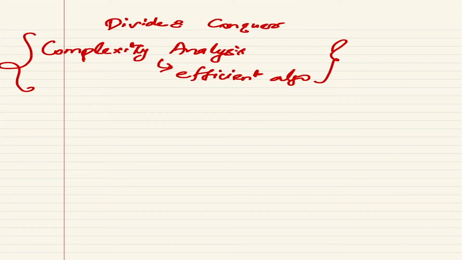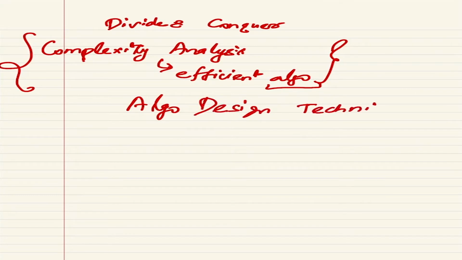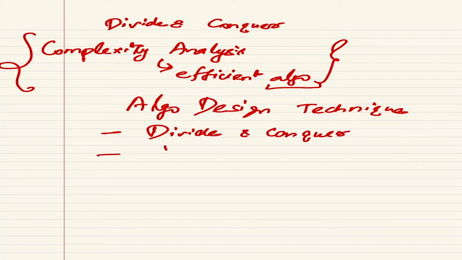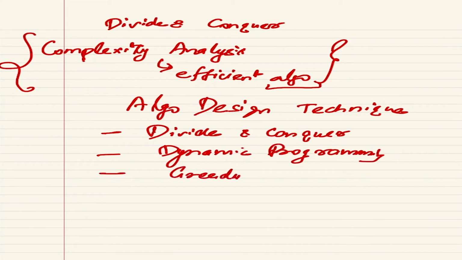But how do we come up with an algorithm? How do we design an algorithm, and what is the thought process that goes behind it? There are various techniques for designing algorithms. You can call them algo design techniques. In this course, we talk about three of those. There is divide and conquer, there is dynamic programming, and there is greedy.